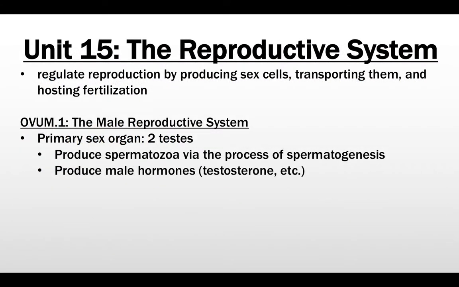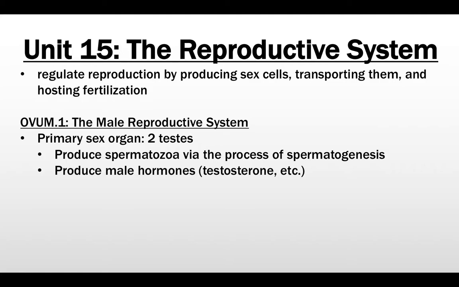All right, Unit 15, reproductive. Overall, what we're trying to do is regulate reproduction by creating sex cells, also known as gametes, by transporting them where they need to be, and then in the female, we're also hosting fertilization. So we are creating a womb, creating a safe space of growth for that developing fetus.